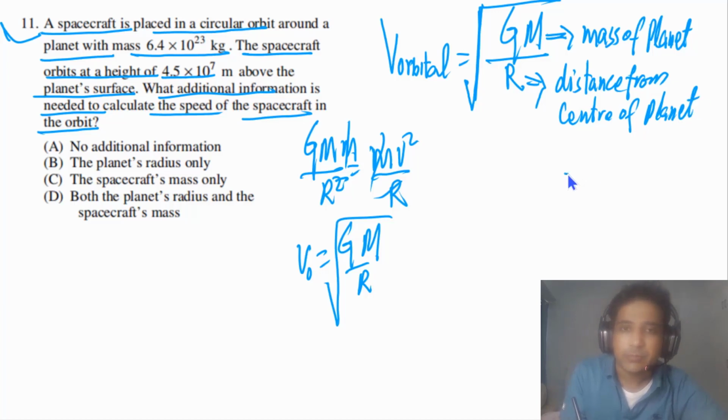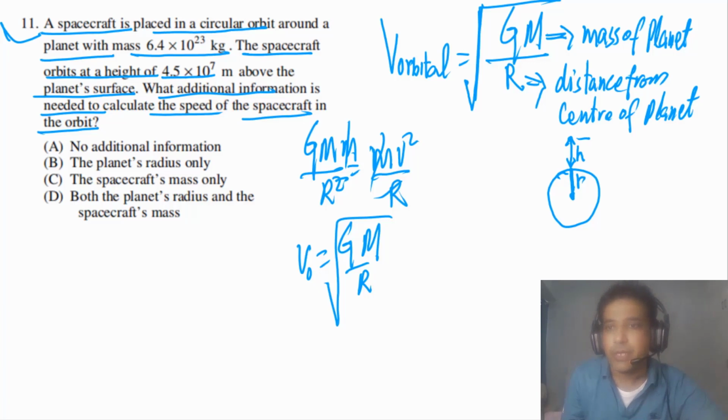So in this case simply we can sketch. We have this beautiful planet. Let's say the radius of this planet is equal to small r, and the spacecraft is orbiting at this point. In the question we have this height. This height is given to us, so we can say this height is h, and this is given to us in the question. Now we need to calculate the orbital speed of this spacecraft.